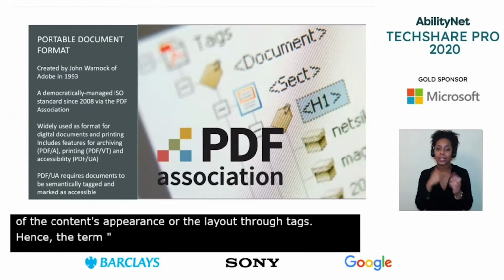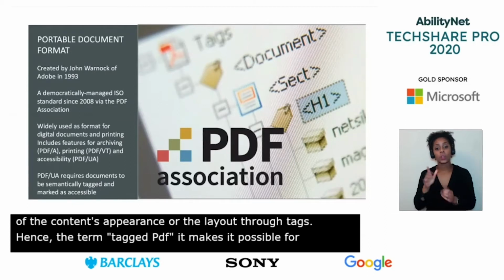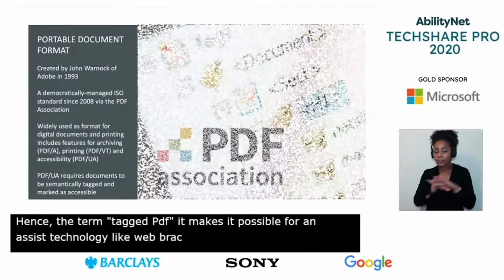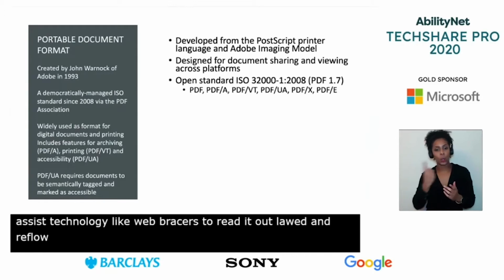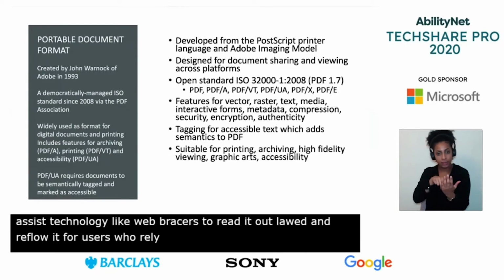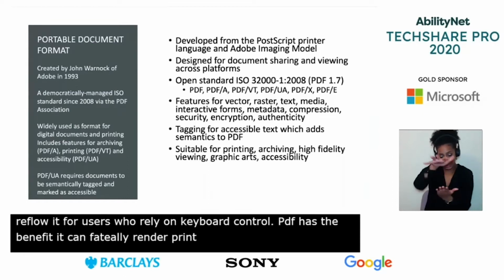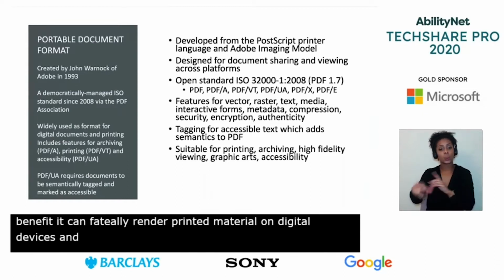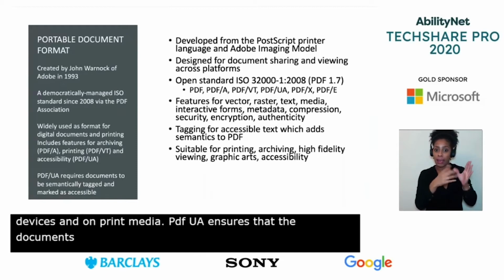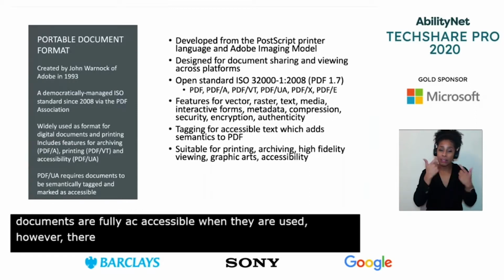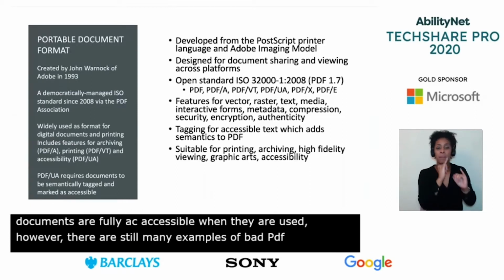This makes it possible for an assistive technology like web browsers to read a PDF out loud, reflow it for a small screen, and facilitate users who rely on keyboard control. PDF has the benefit that it can faithfully render printed material on digital devices and on print media. PDF UA ensures the documents are fully accessible when they are used. However, there are still many examples of bad PDF that fail to reach accessible standards.